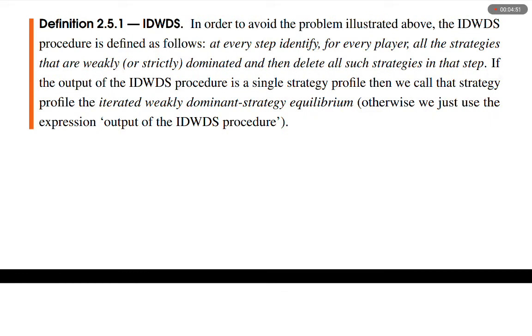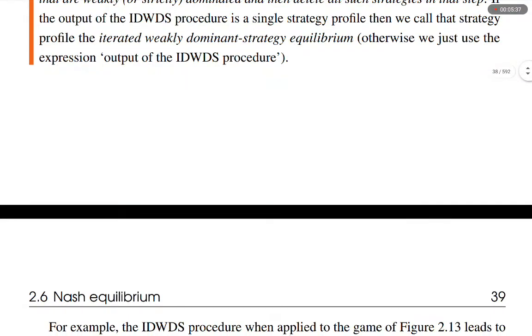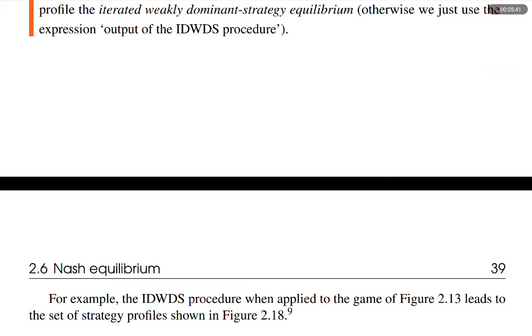Definition 2.5.1, IDWDS. In order to avoid the problem illustrated above, the IDWDS procedure is defined as follows. At every step, identify for every player all the strategies that are weakly or strictly dominated, and then delete all such strategies in that step. If the output of the IDWDS procedure is a single strategy profile, then we call that strategy profile the iterated weakly dominant strategy equilibrium. Otherwise, we just use the expression output of the IDWDS procedure.